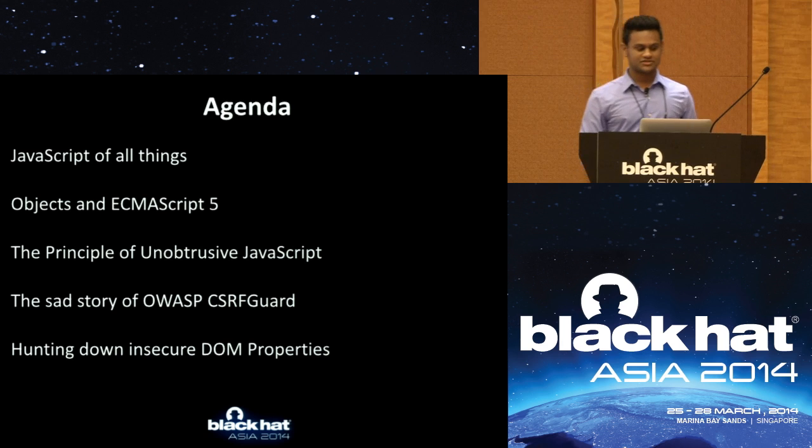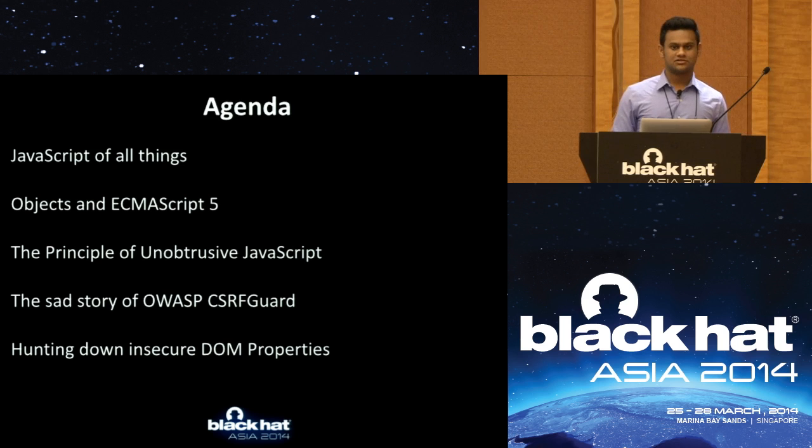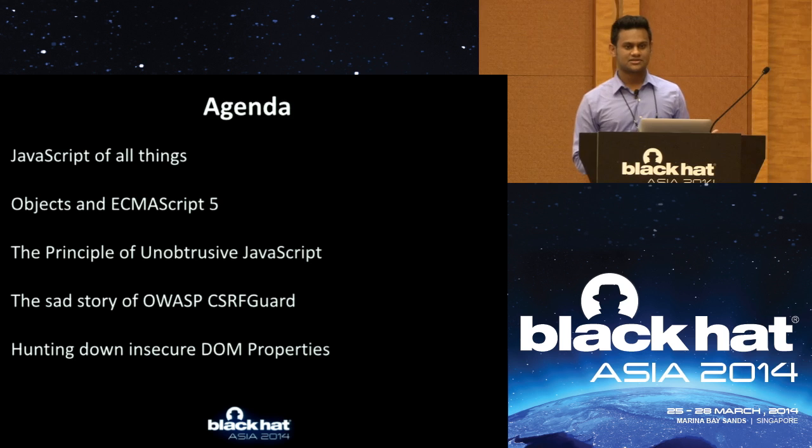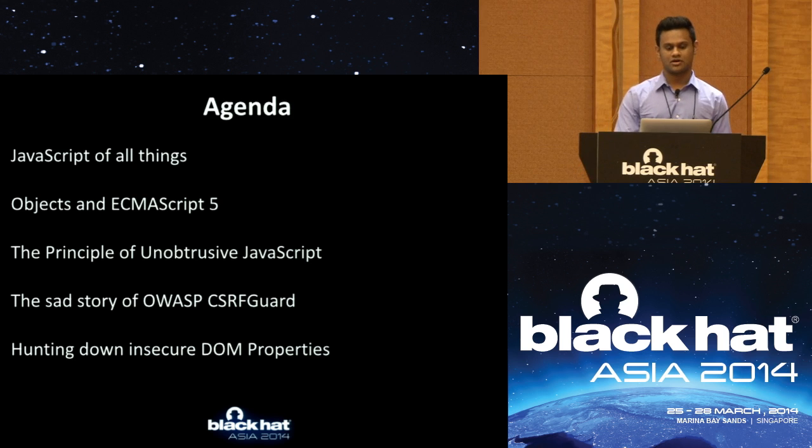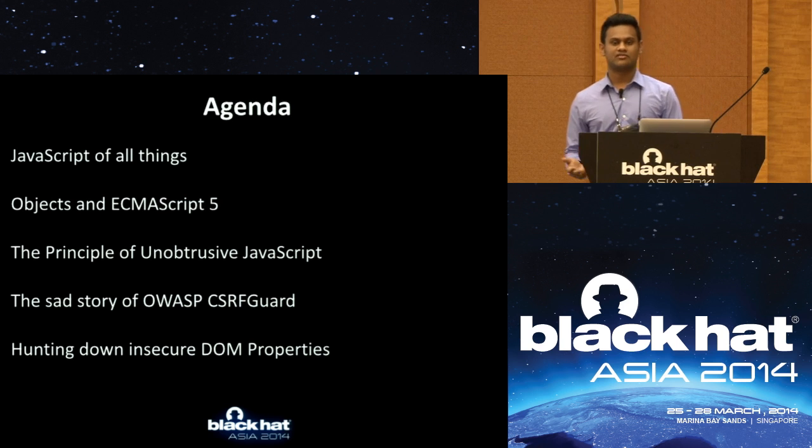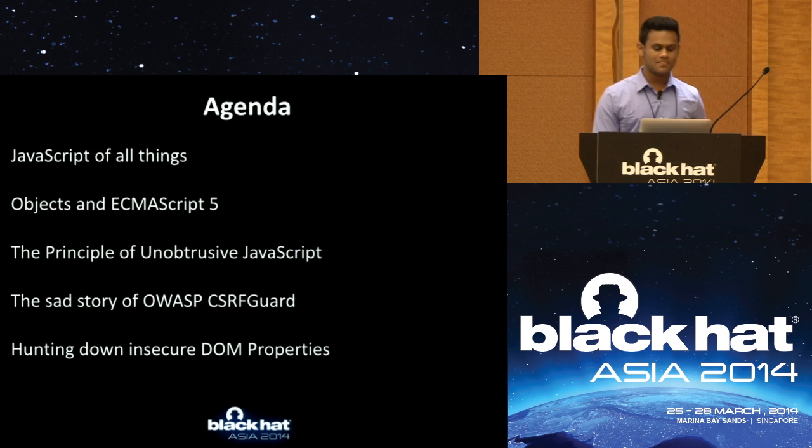This is how today's agenda is going to look. We'll start with why JavaScript is all important, and we'll talk specifically about objects and what the JavaScript standard has to say about them, the ECMAScript 5 standard, which came up very recently. Then we'll talk about a certain design pattern, and then take a specific example, a library called OWASP CSRF Guard, and talk about how to find these kinds of vulnerabilities going forward in your penetration testing, or how you, as a developer, can try and fix them.